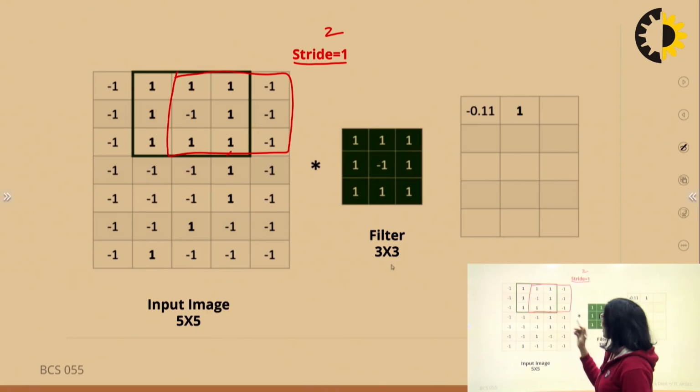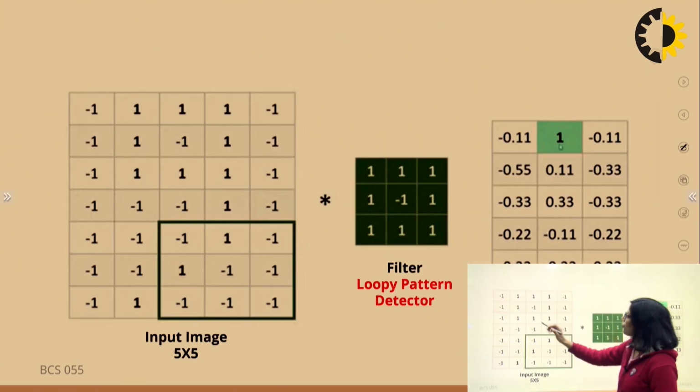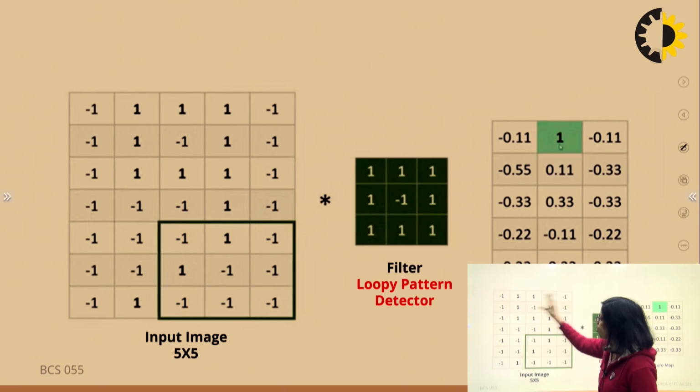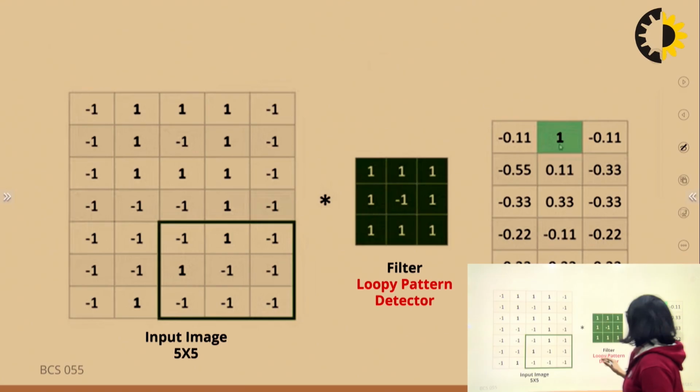Again, the same process: I will make a dot product with this portion and I will get the value as 1. Similarly, as the filter is moved across the image doing the dot product with a stride of 1, I have got a feature map. This is the third component that I received from the convolution layer: my feature map that I got by applying the loopy pattern detector or filter on my image.